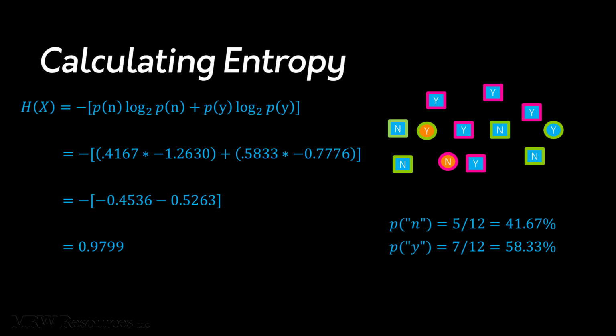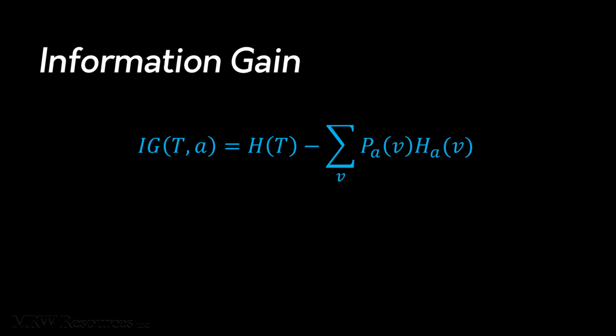The product of those two, we end up with minus 0.4356, minus 0.5263. We flip the sign on that result. We end up with an entropy of 0.9799. We're not quite at 6 and 6, which would give us an entropy of 1, but we're pretty close, so our entropy is pretty high there. All right, so that's entropy.